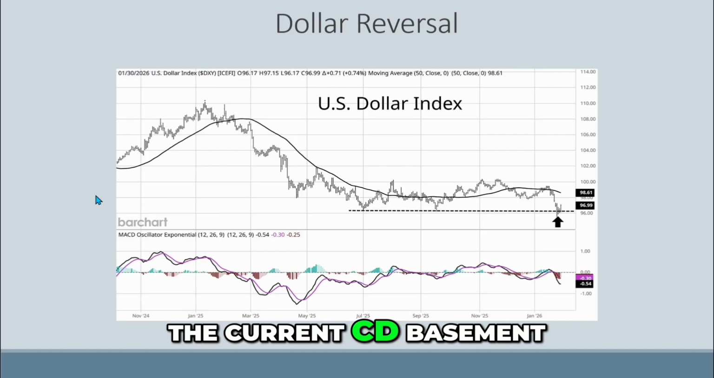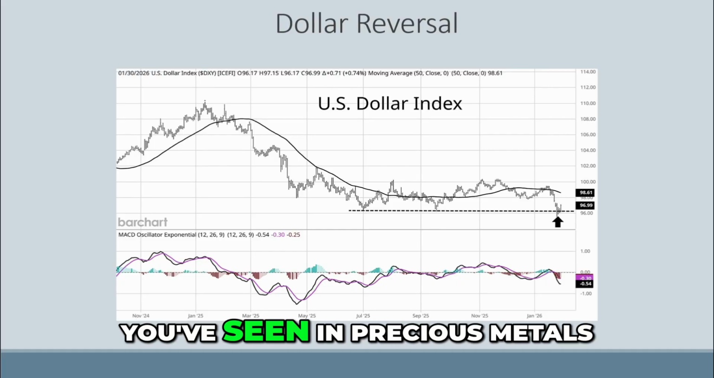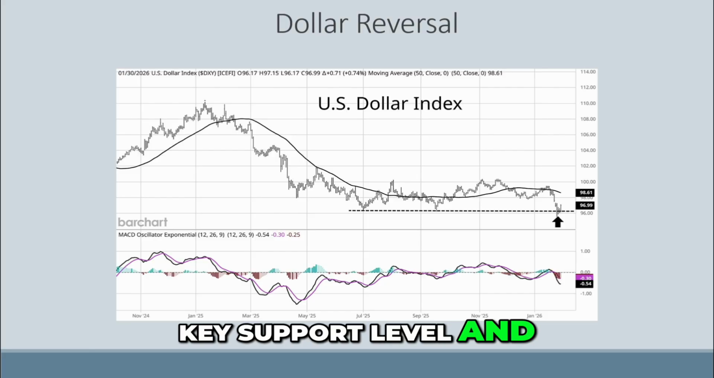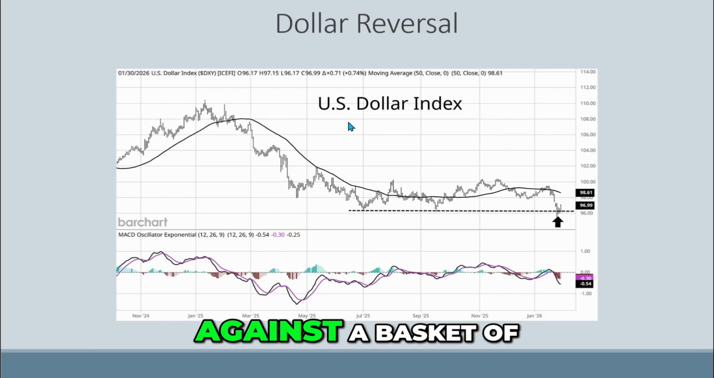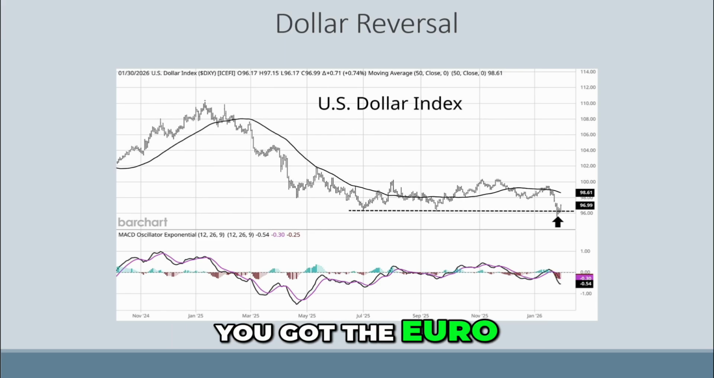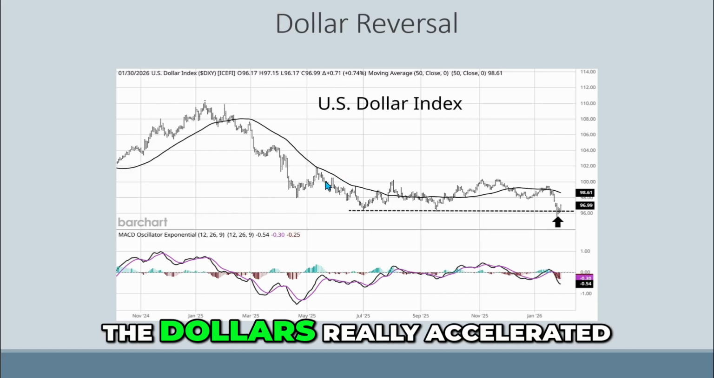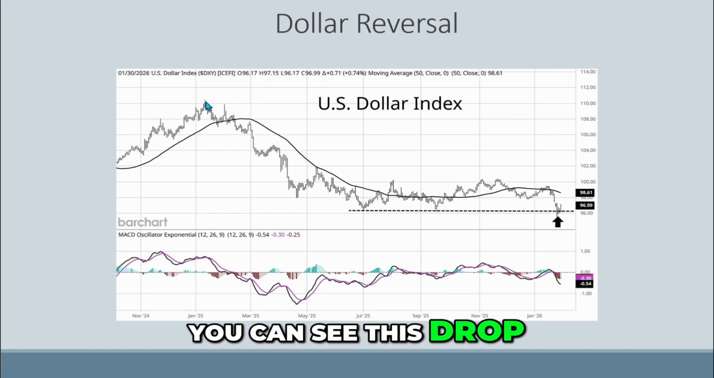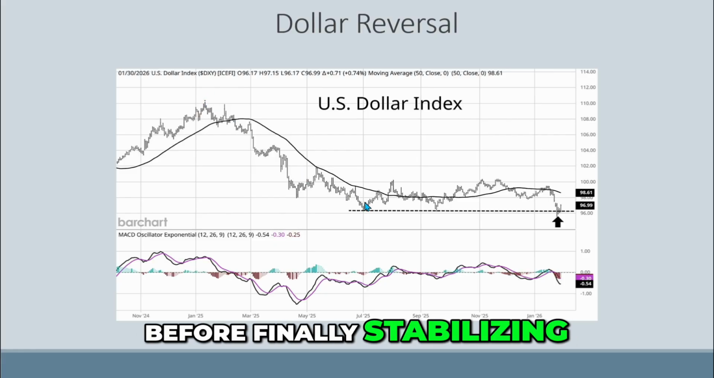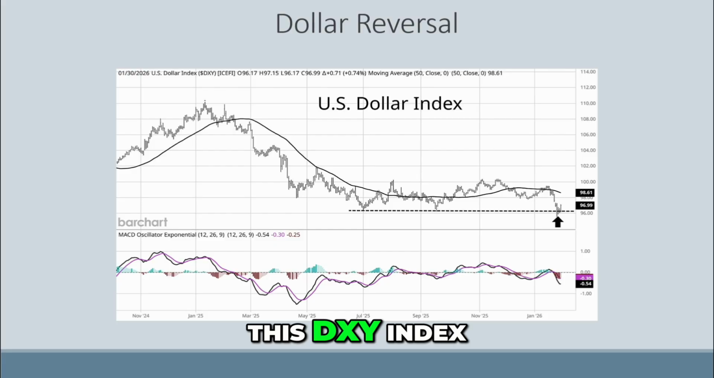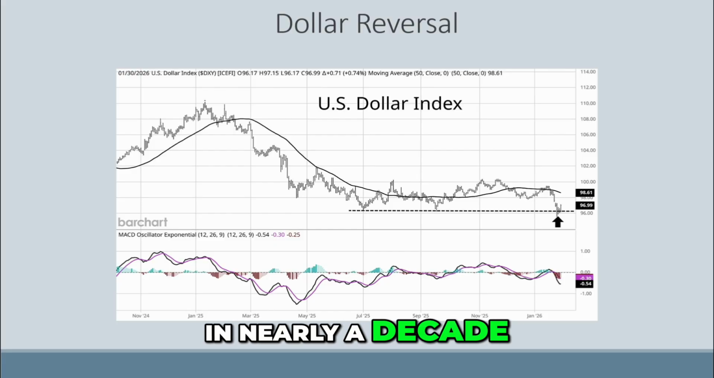So a key measure of the currency debasement trade, and a catalyst behind the move that you've seen in precious metals, is testing a key support level, and that is the U.S. dollar index. The U.S. dollar index measures the dollar against a basket of other currencies, including the euro, the yen, the pound, and others. And DXY, if I took this back a little further, you'd see the dollar had a pretty major peak in late 2022, and the downside in the dollar really accelerated last year. You're going to see this drop from the start of 2025 through about the middle of the year before finally stabilizing. But the dollar index ended up having the worst year in nearly a decade.